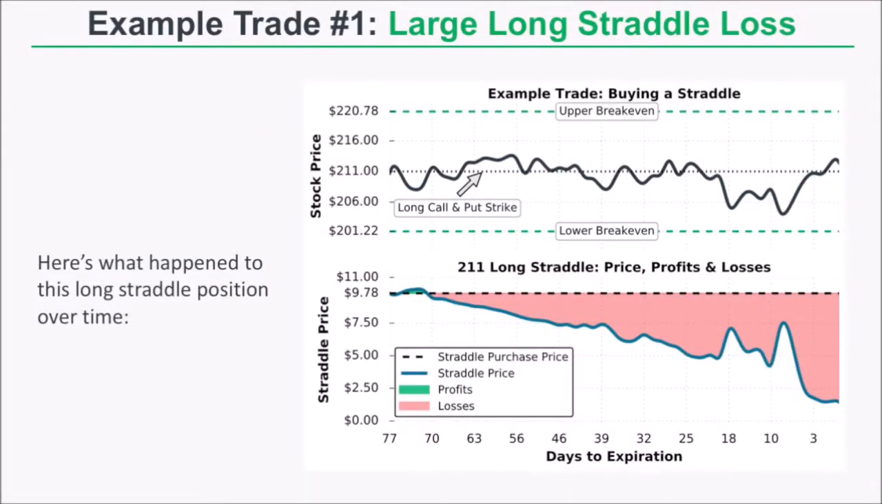Alright, so on the top part of this graph, we're looking at the straddle strike price of $211, and we can see the upper break-even price and the lower break-even price, and on top of all of that, we see the changes in the stock price.